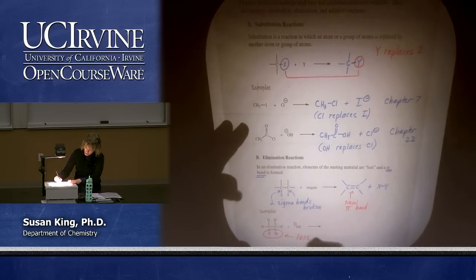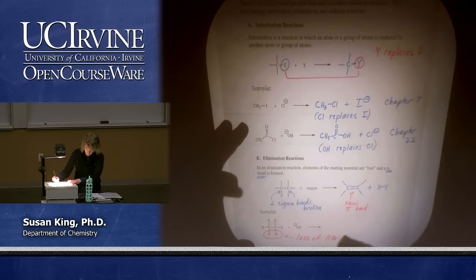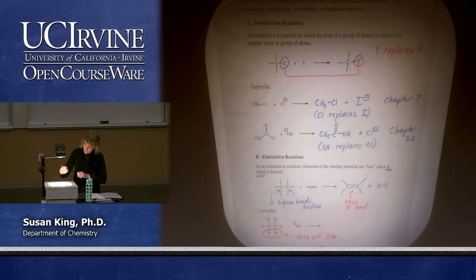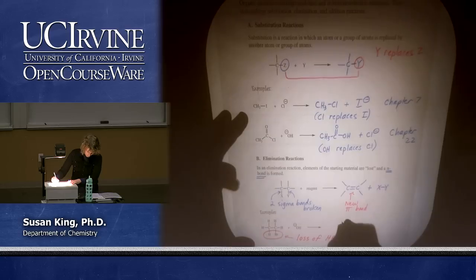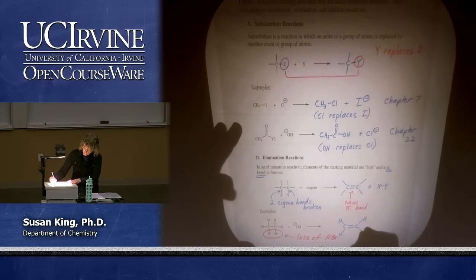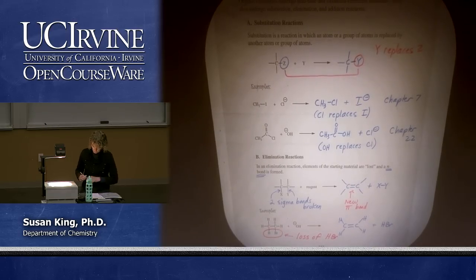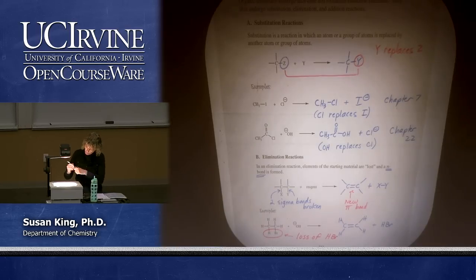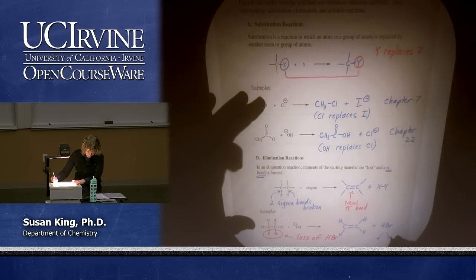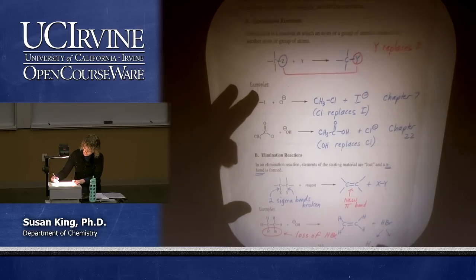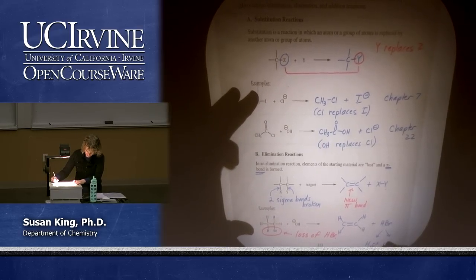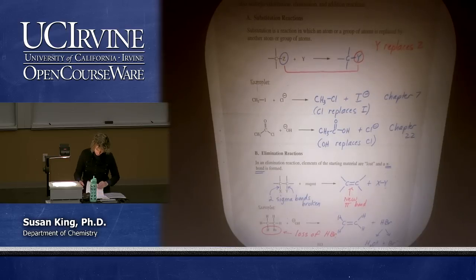So we're going to lose HBr. We're going to form a new pi bond between the two carbons. So we'll make an alkene. And HBr. So actually what we end up getting here is, rather than HBr, we get H3O plus and Br minus. So not something we have to worry about. That's not important at this point.